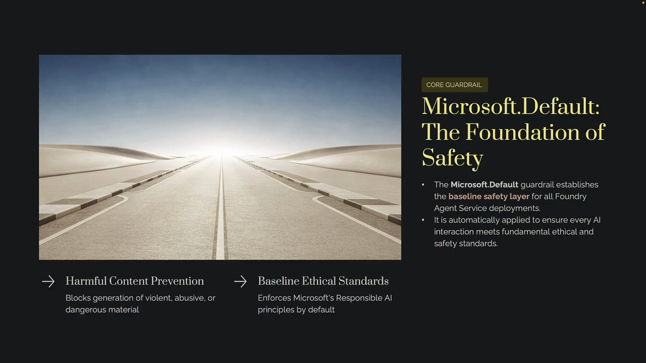Then the next one is one of the key aspects of responsible AI, which is baseline ethical standards. Here it enforces the responsible AI principles, like ensuring you use safe language, no harmful instructions are given, and no disallowed content categories are used. Then the last but not the least is zero configuration safety. It is active out of the box. As I said, as you create an agent, it will automatically be attached to this as well. So no need to configure filters or define policies. It works immediately on deployment, right?